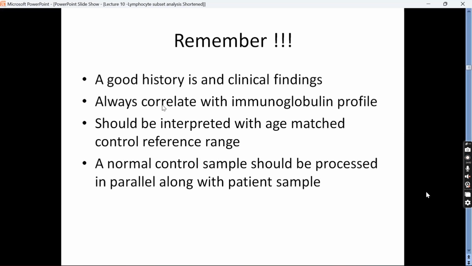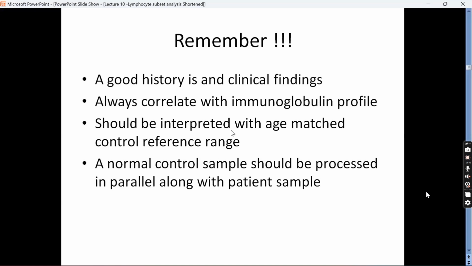There is some problem. Okay, for example, if the immunoglobulins are normal and your T cells and B cells are all looking fine in flow cytometry, then it is more or less not related to a combined immunodeficiency or a humoral deficiency, an antibody deficiency. It is dealing with something else. So you always need to correlate your flow cytometry results with the immunoglobulin profile.